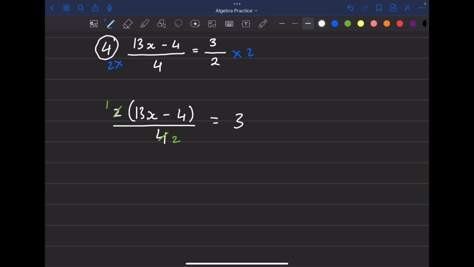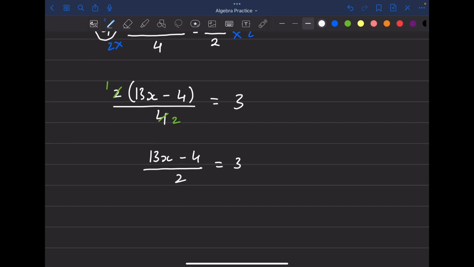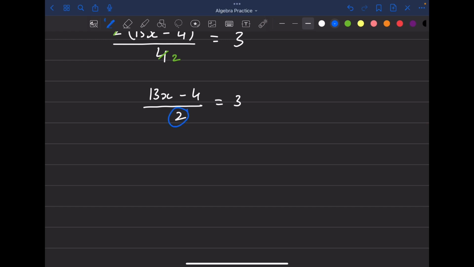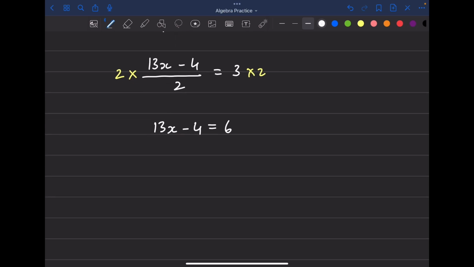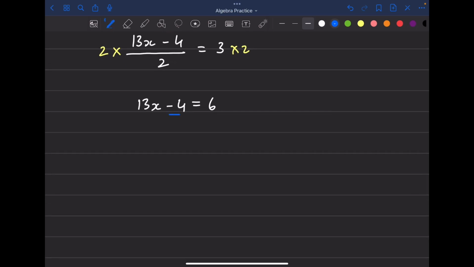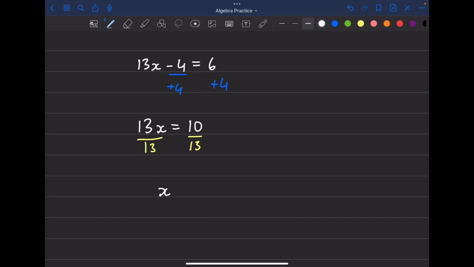That will give us 13x minus 4 over 2 is equal to 3. Once again, we don't like numbers in the denominator, so let's multiply both sides by 2 again. And this time we get 13x minus 4 is equal to 6. From here it's kind of simple. So add 4 to both sides of the equation. 13x is equal to 10. And then divide both sides by 13. We get that x is equal to 10 over 13. And we are done once again.